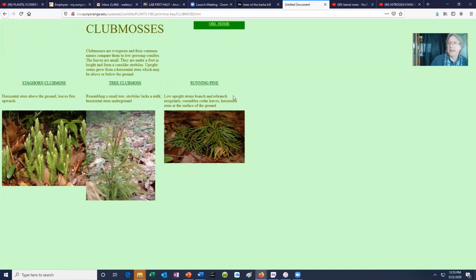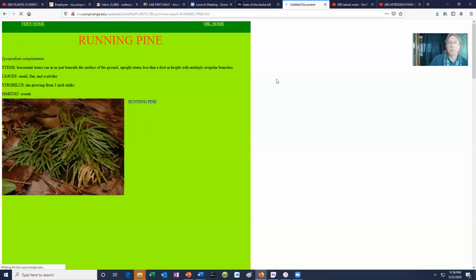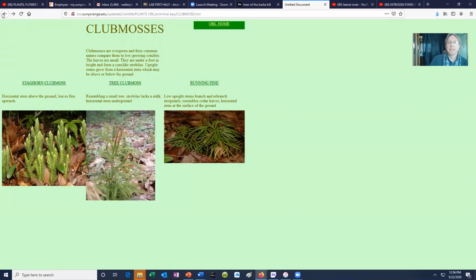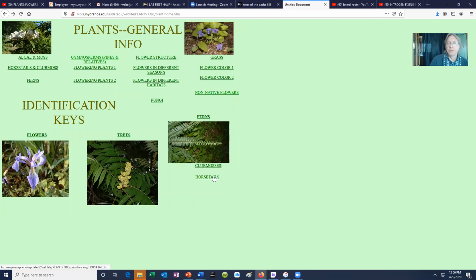What you would want is to identify the species of something after answering a small number of questions. So for example, in our area, there aren't that many different kinds of club moss. That's a lycopod. And so one could then ask, if you knew it was a club moss, well, there aren't that many kinds. I know that staghorn club moss has a horizontal stem above the ground and the leaves flex upwards. The tree club moss resembles a small tree. The running pine looks like this. And then you could just use these 3 and say, aha, I'm looking at running pine, based on that description. Well, that was easy. There weren't that many different kinds of club moss to choose from.